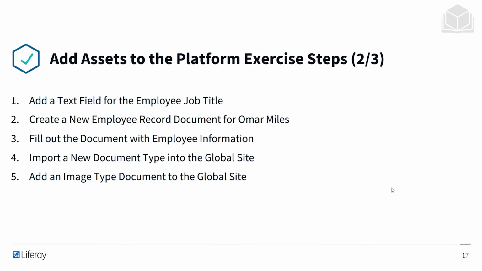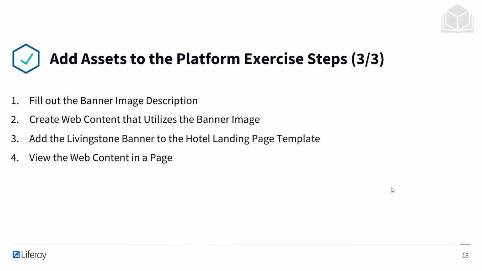After this, we'll import a new document type into the global site, as well as add an image type document to the global site. On this, we will fill out the banner image description. We'll create web content that utilizes this banner image, and we'll add the Livingstone banner to the hotel landing page template. Finally, we'll finish by viewing the web content in a page.